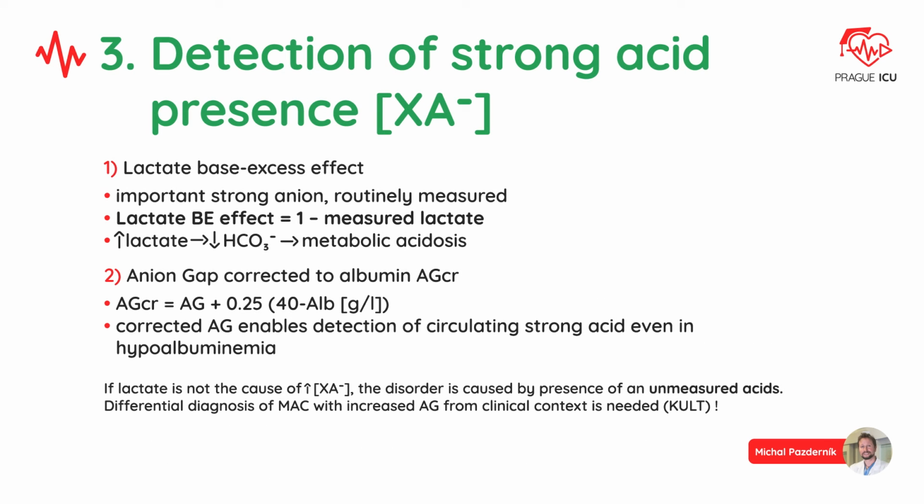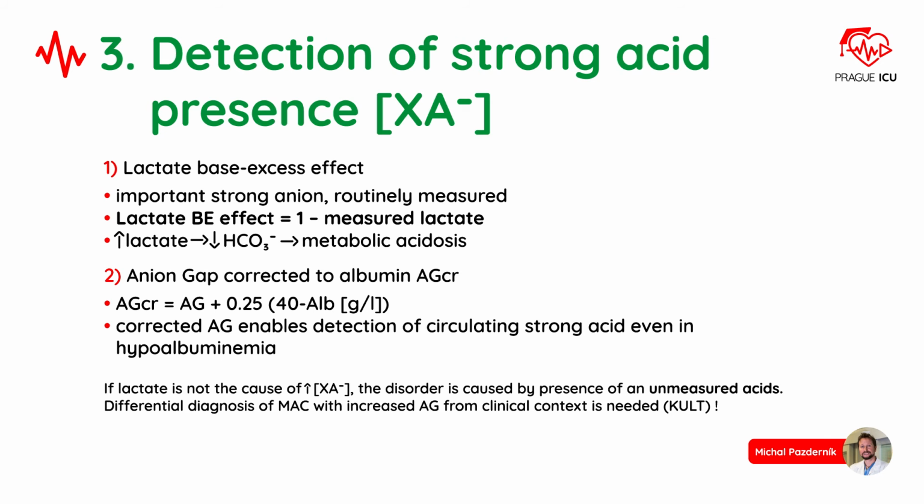Step number 3 is the detection of strong acid presence. How is it with lactate base excess effect? Lactate is an important strong anion, routinely measured. Lactate base excess effect can be calculated as 1 minus measured lactate. Again, increased lactate leads to decrease of bicarbonate that leads to metabolic acidosis.